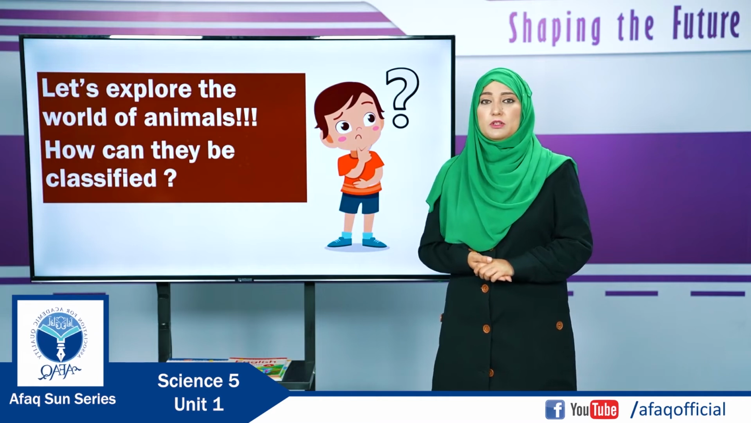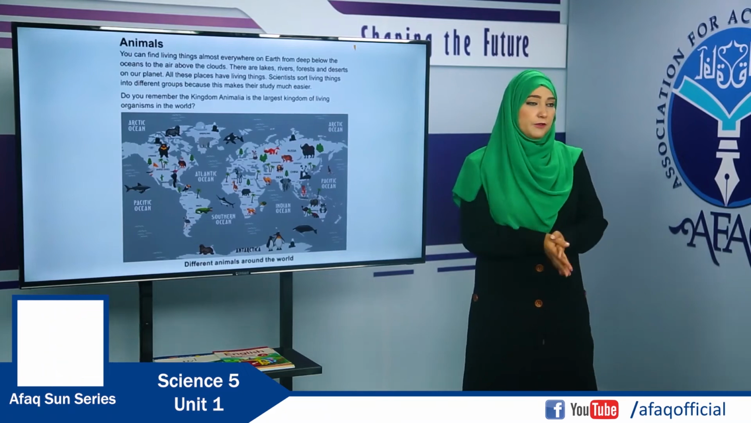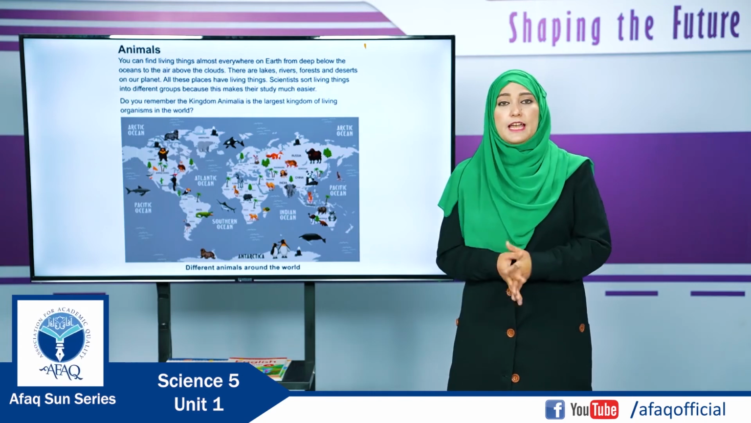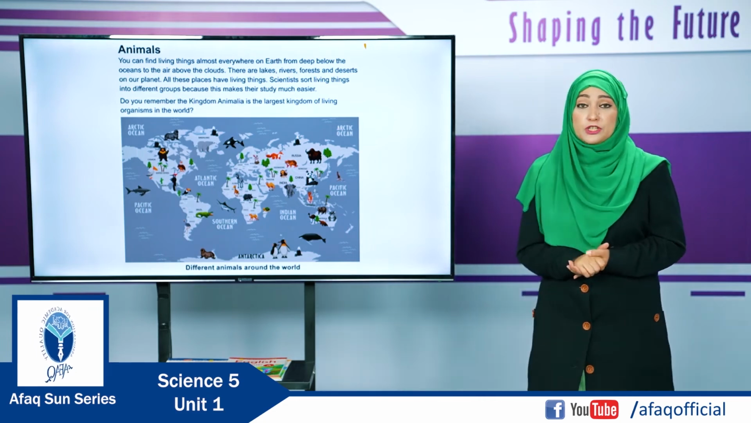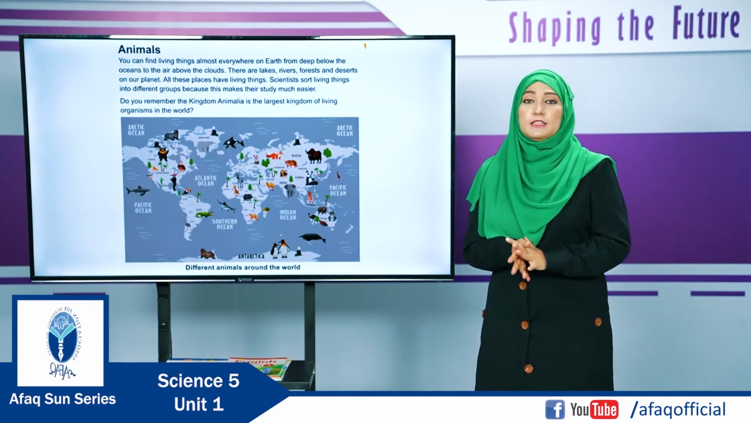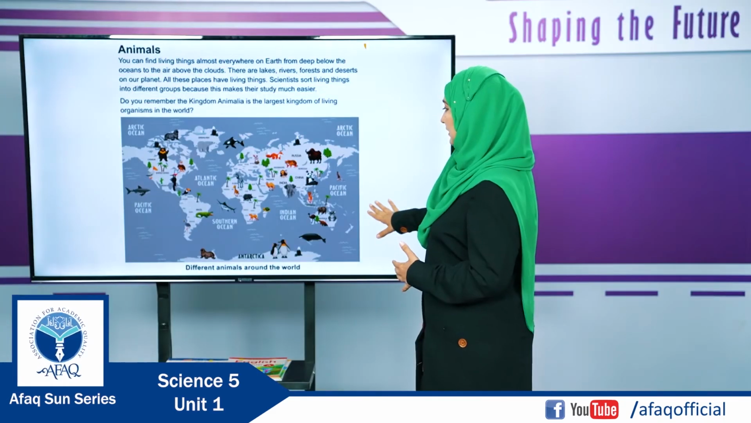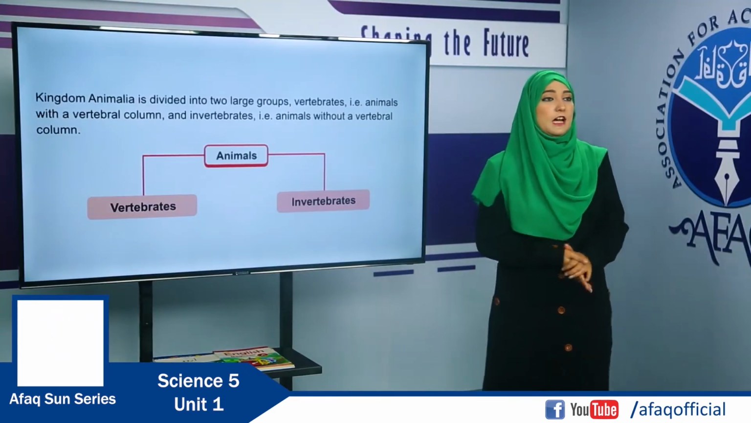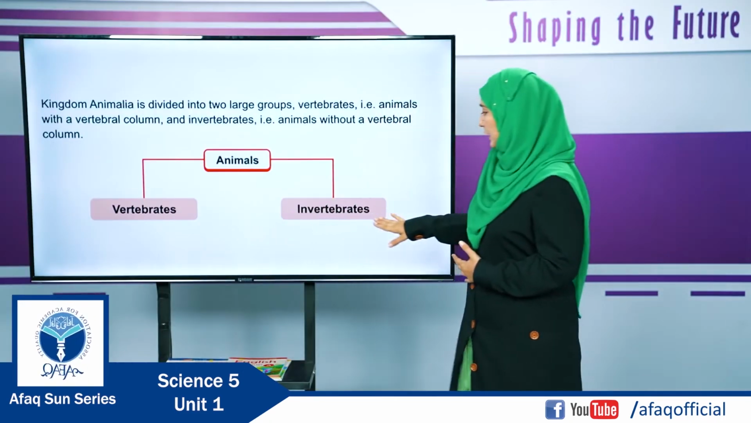Okay students, let's explore the world of animals. Let's see how they can be classified. Animals are found everywhere. They are present in your surroundings. You can find animals deep in the oceans as well as some animals flying in the air. They are present in deserts, jungles, oceans. You can find them everywhere. Do you know that animal is the largest kingdom present in this world? As you can see in this picture, different animals are present in different parts of the world. So students, this large kingdom is divided into 2 main groups, vertebrates and invertebrates.